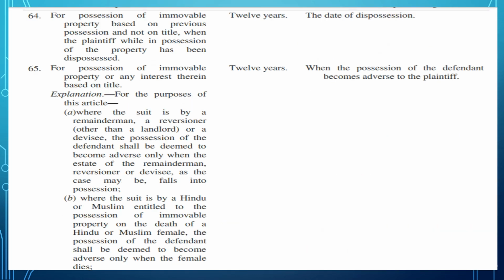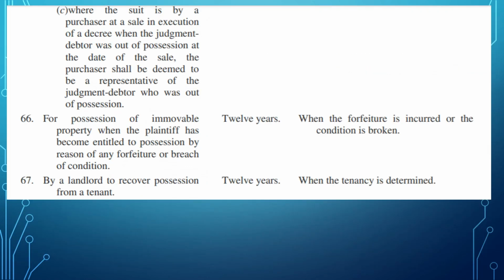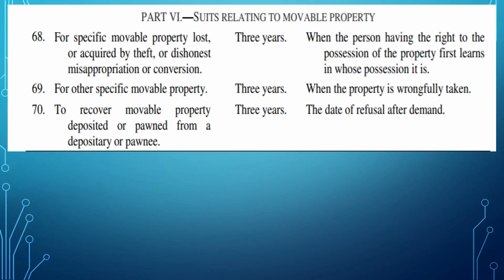64 to 67 deals with all other suits relating to immovable property, and in all these cases the limitation is 12 years, and this 12 years will start from the date when the cause of action arises. Next is part 6, which are suits relating to movable property.